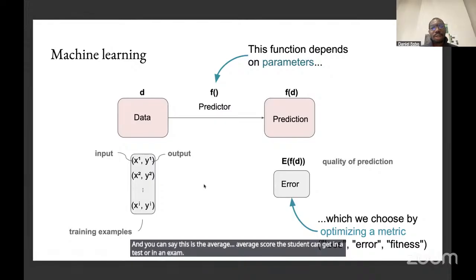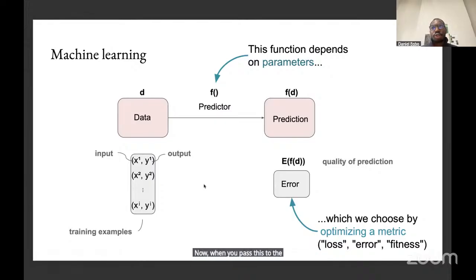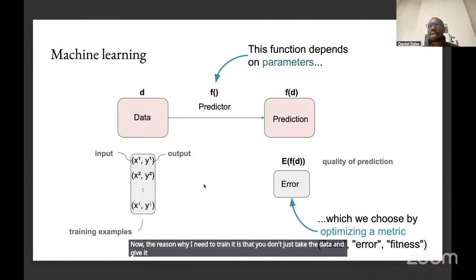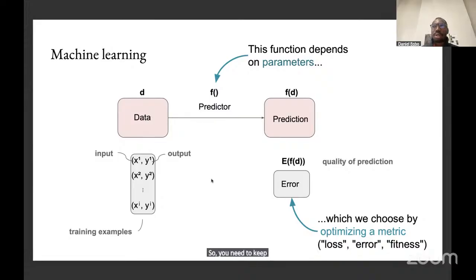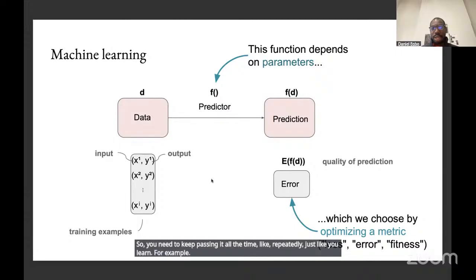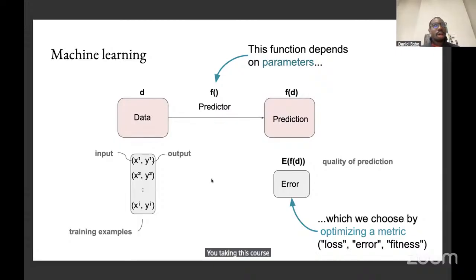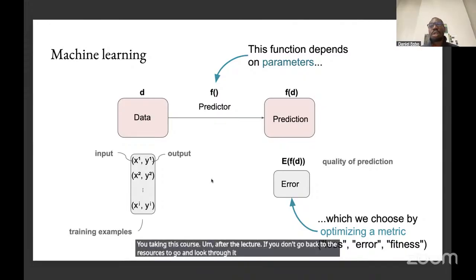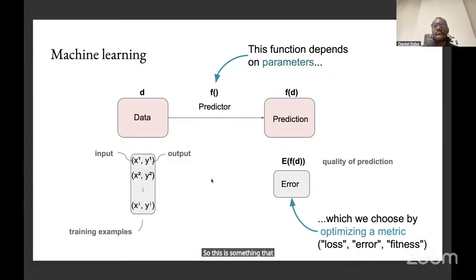Now, when you pass this to the model, you train it over time. The reason you need to train it is that you don't just take the data and give it to the model and it understands. You need to keep passing it over time, repetitively, just like you learn. For example, when you take this course, after the lecture, if you don't go back to the resources and look through them over and over again, you will not be able to understand the full concept. This same thing is done to a computer or a machine learning model so that it can learn.